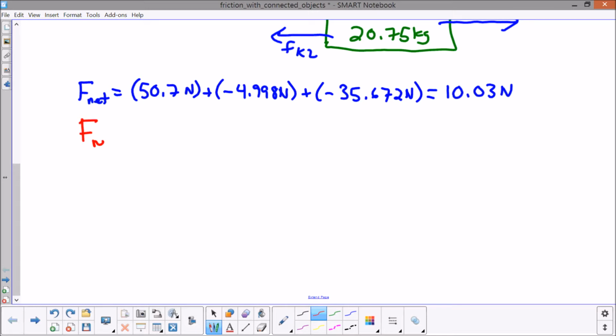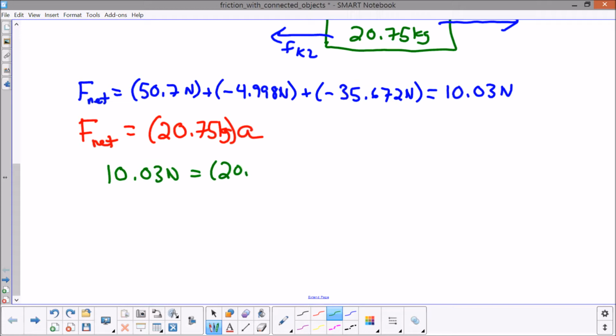You also know that the net force acting on the system is the total mass of the system. Again, we need to make sure that we use the full 20.75 kilograms because that whole system is moving together as one unit, times the unknown acceleration A. And so if we combine those together, we have 10.03 newtons equals 20.75 kilograms times the acceleration, or we get that the acceleration of the boxes is 0.48337 meters per second squared.